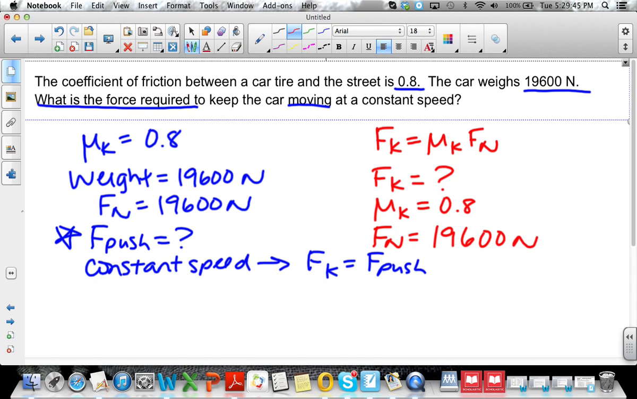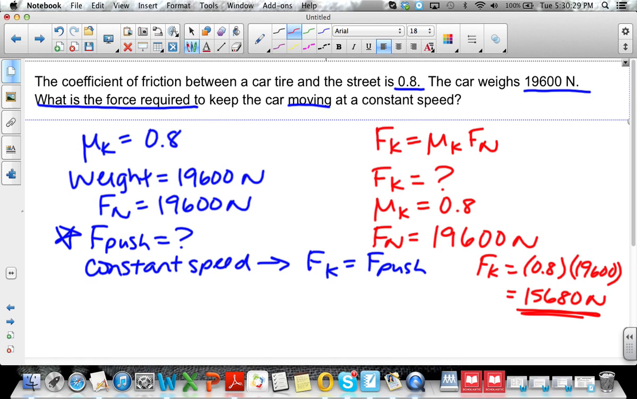Okay, so I kind of got started before I remembered that we were looking for Fpush. But it still works the same way. You want to figure out what you can figure out because you're most likely going to need it. So I plugged everything into the formula that I knew I'd have to use, and I'm able to calculate something. So from that, I'm going to calculate what Fk is, and then I'll get back to what my goal was. So 0.8 times 19,600. Okay, so I figured out Fk now, right here.